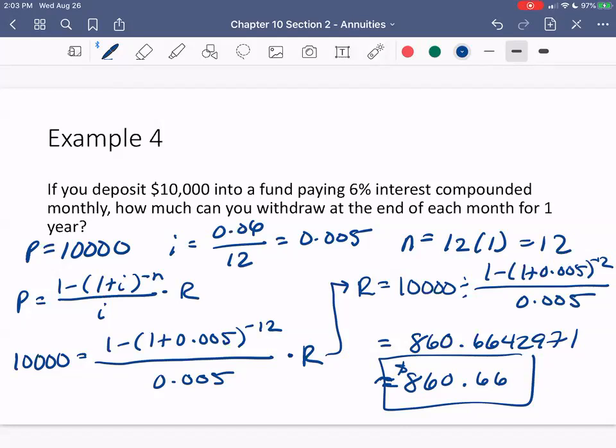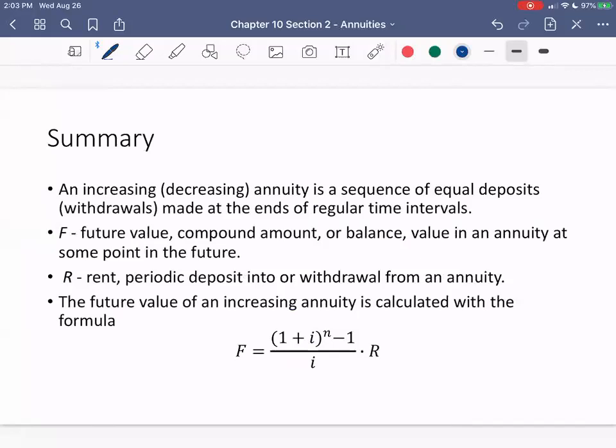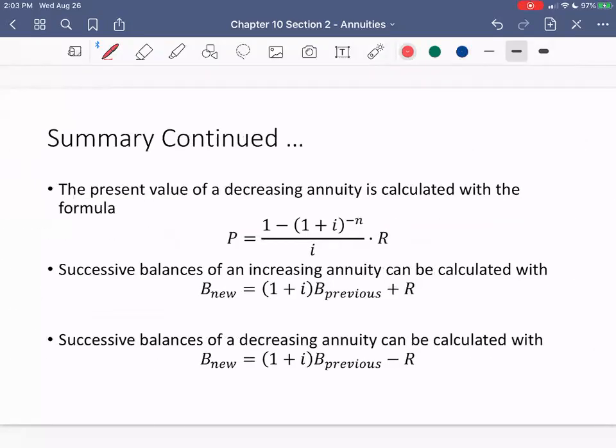All right. Now, summary. Our summaries here. We talked about increasing and decreasing annuity is a sequence of equal deposits or withdrawals made at the ends of regular time intervals. The reason why I put it in parentheses is decreasing goes with withdrawals, right? And then increasing goes with deposits. F is your future value or balance at some time. R is your rent. And then here's your formula for the future value. Then you have your present value of a decreasing annuity is calculated with, here's the formula.